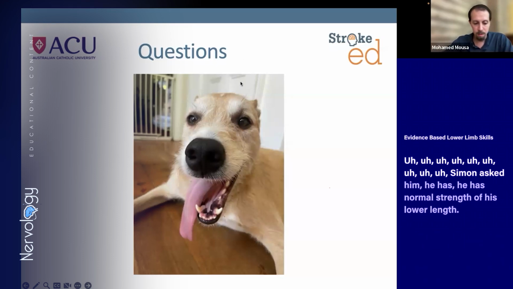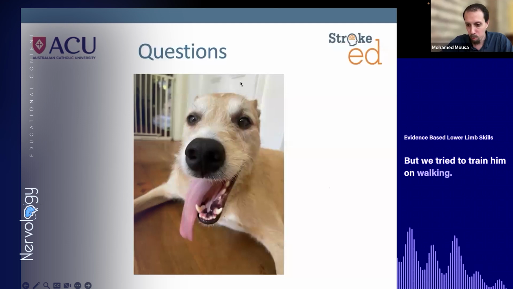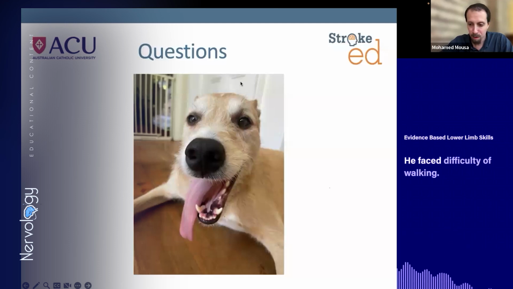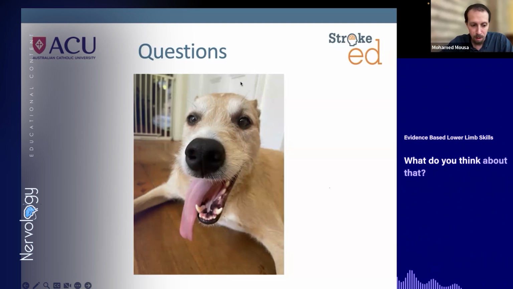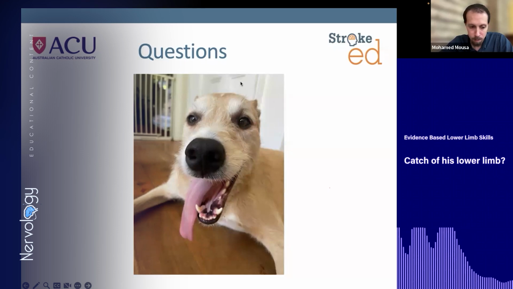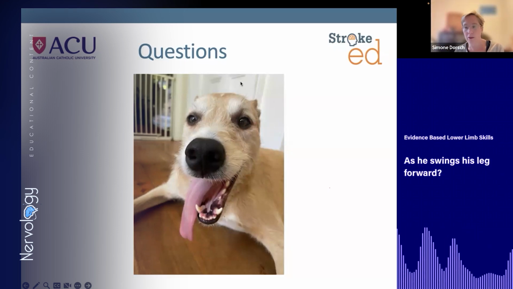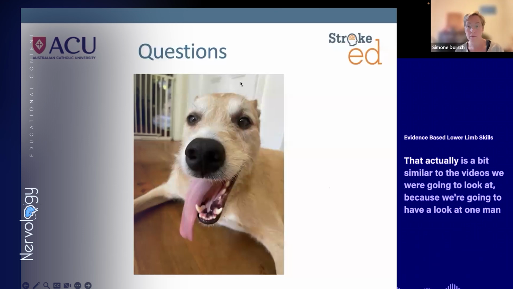He has normal strength of his lower limb. There is no problem. But when you try to train him on walking, he faces difficulty walking due to a catch of his lower limb. What do you think about that? Is that a catch of his lower limb as he swings his leg forward? Yes. And it catches? Yes. What do you think about this problem?